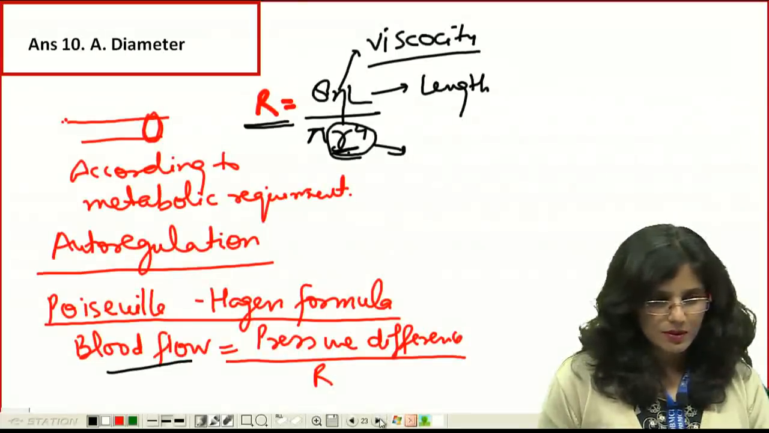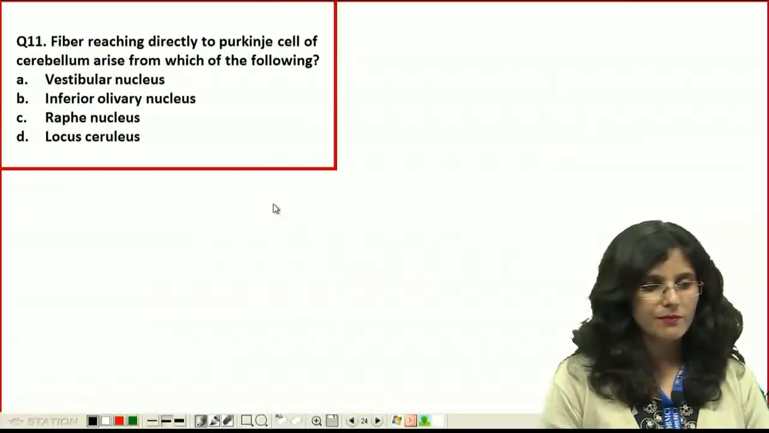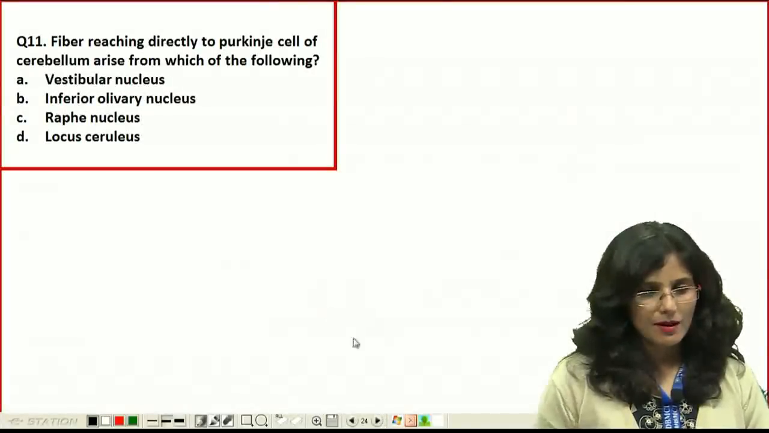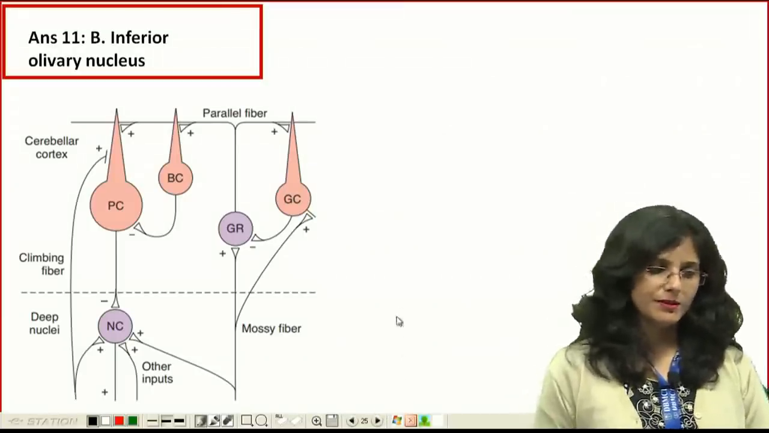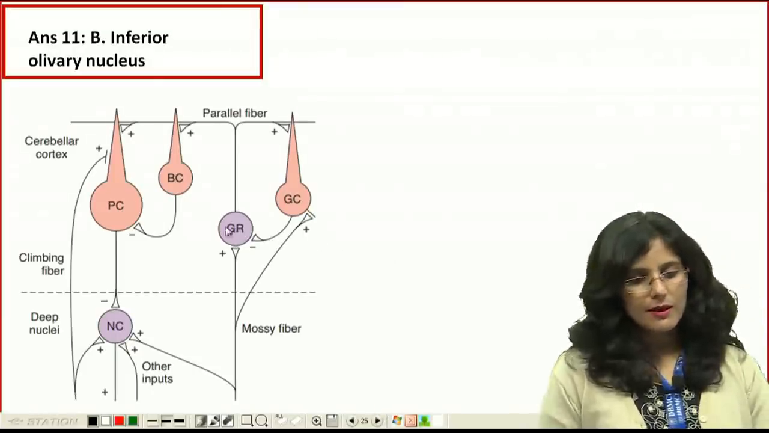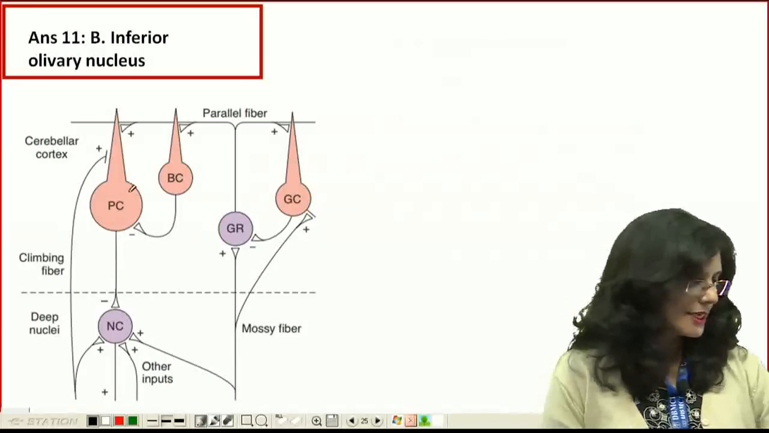So the answer is the diameter. Now question number 11. The answer is inferior olivary nucleus. See, this is the Purkinje cell of the cerebellum. Let's discuss the question in detail.